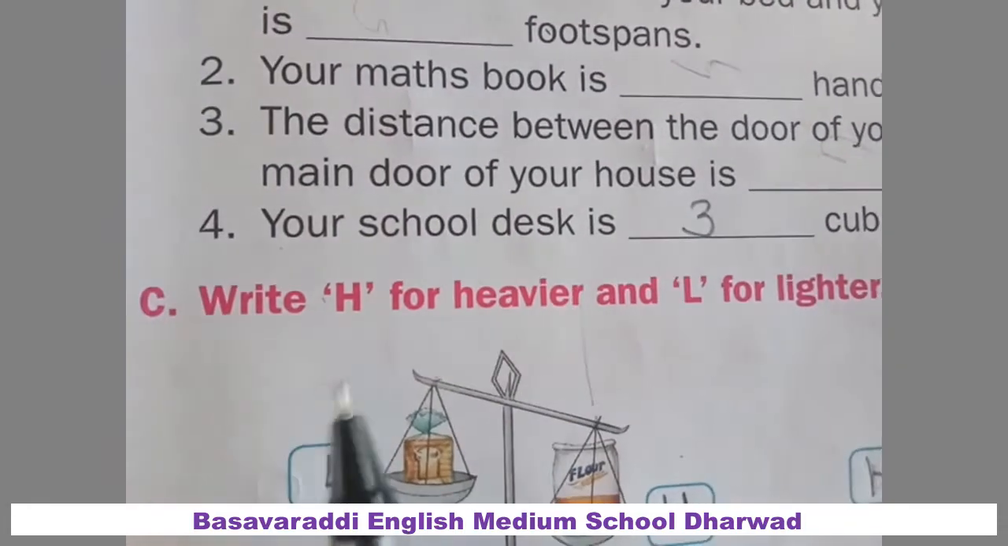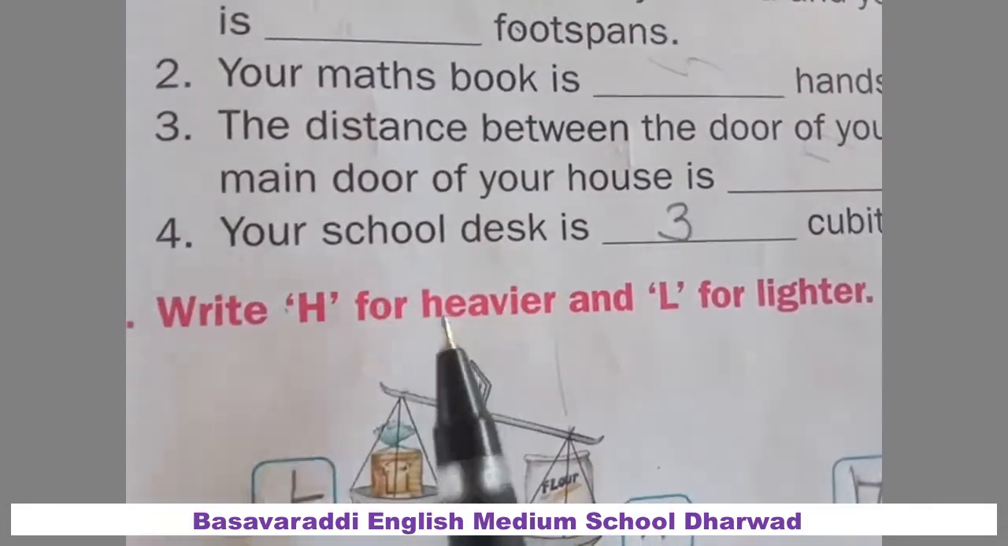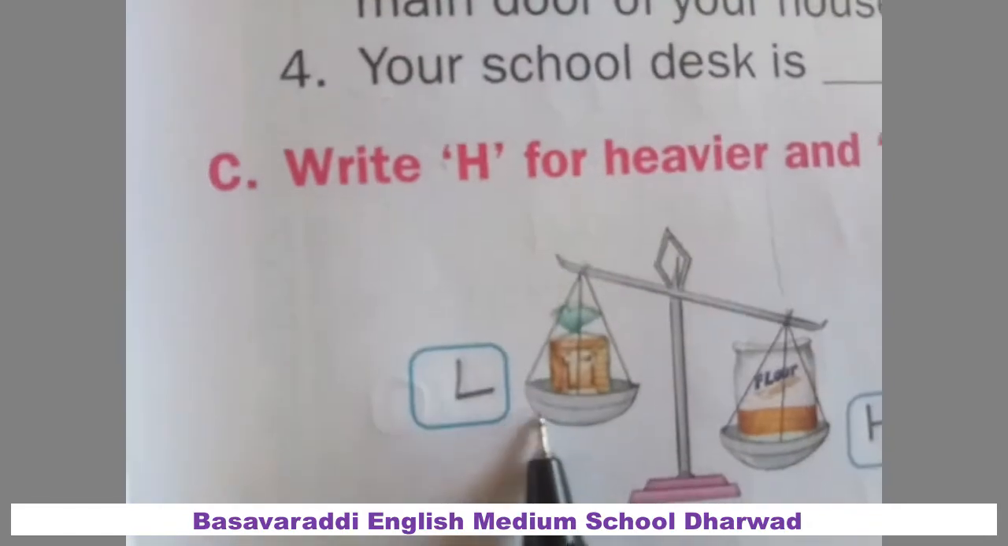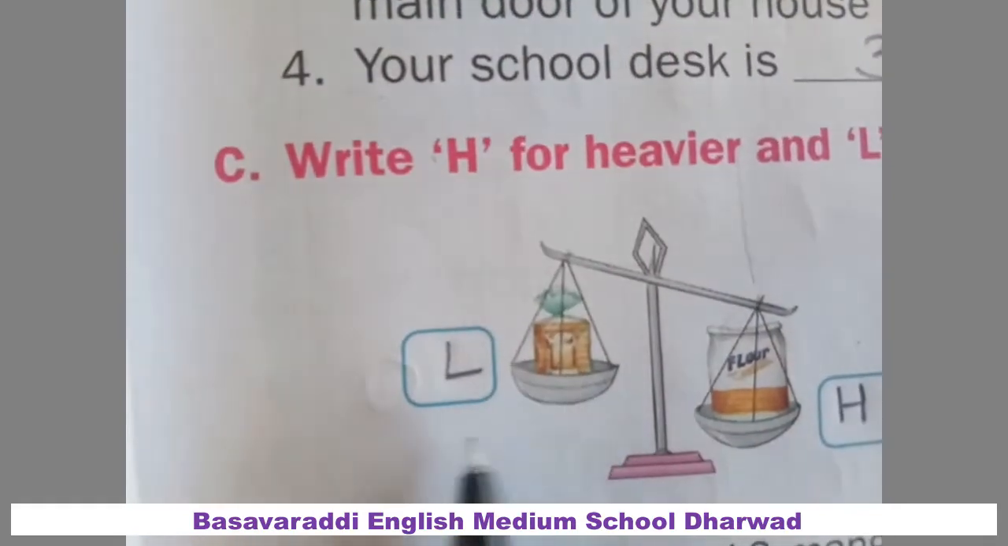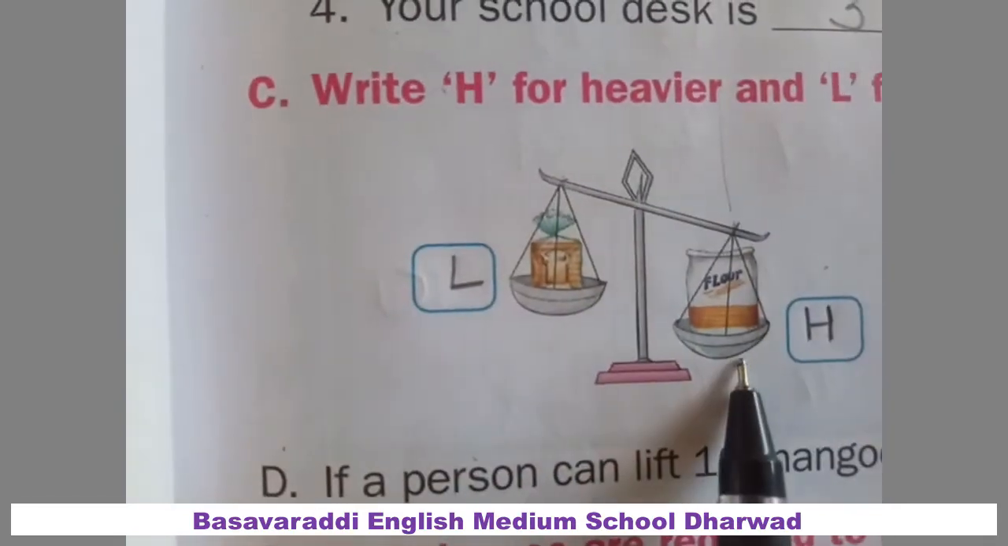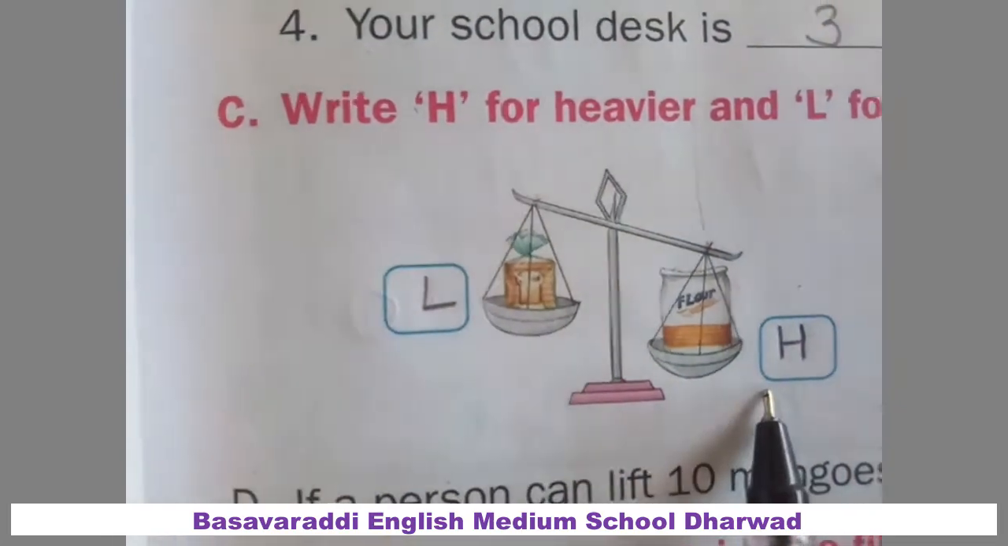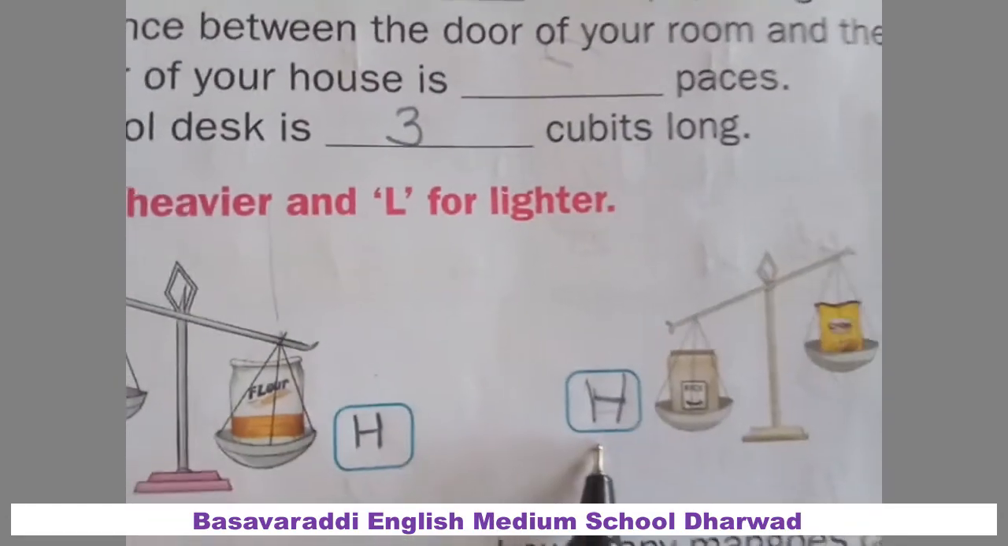C1: write H for heavier and L for lighter. Here, on the upper side, this is bread, and it is light, and the floor is what? Heavy. You have to write H. Then this is rice and this is chips. So rice is heavier and the chips packet is lighter. You have to write L.